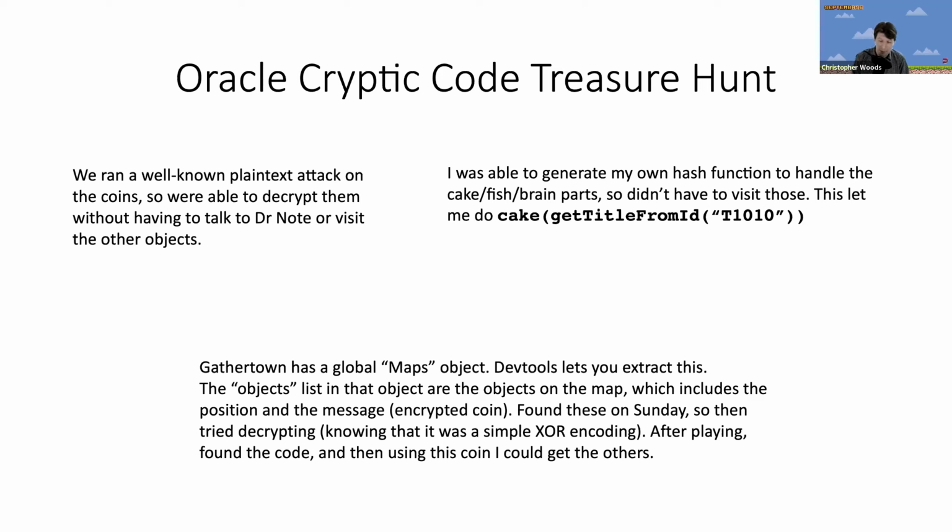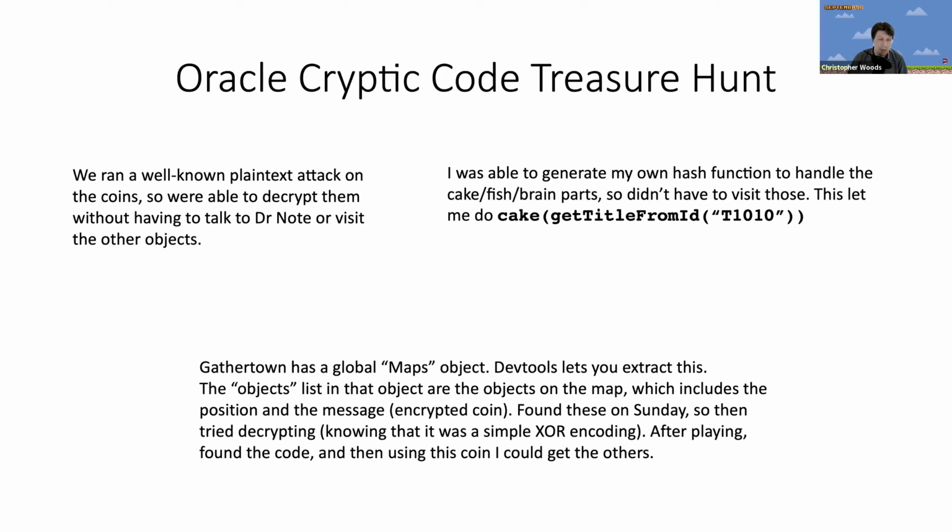GatherTown has a global maps object, which you can find by using DevTools when you look at the browser and basically extract it from the console. Within the maps object, there's the objects object, and that lists all of the objects on the map, including their position and the message, the piece of text. And that means instead of having to look for the coins, you could just look it up in the JavaScript object. They found those objects on Sunday because they have to put them in beforehand to make sure they're tested.